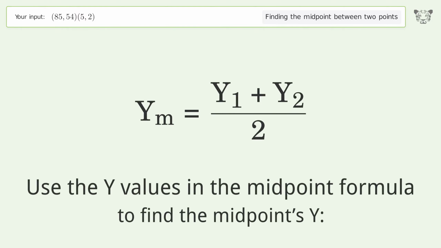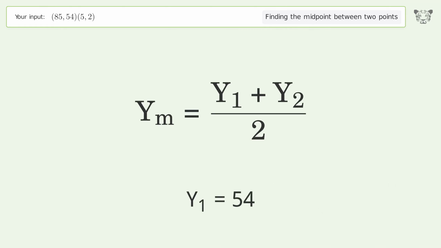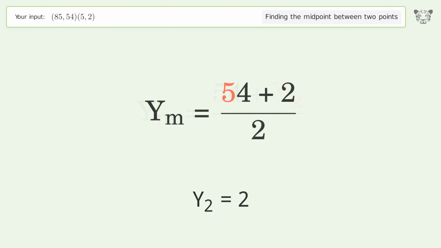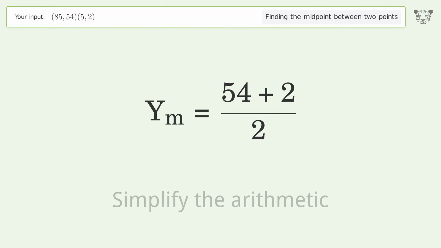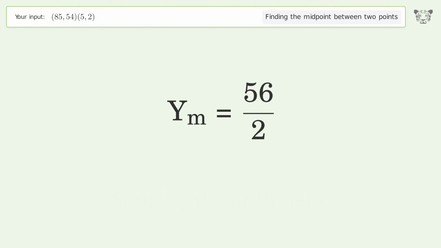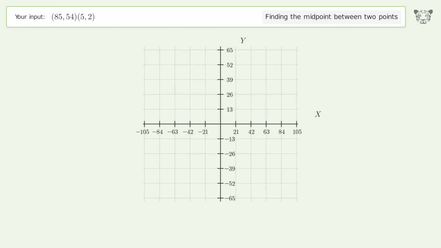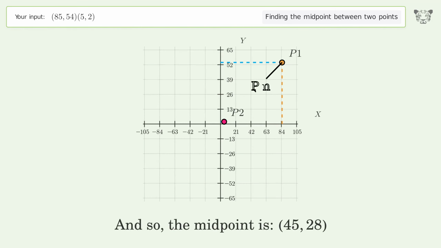Use the y values in the midpoint formula to find the midpoint's y. y1 equals 54. y2 equals 2. Simplify the arithmetic. And so, the midpoint is 45,28.